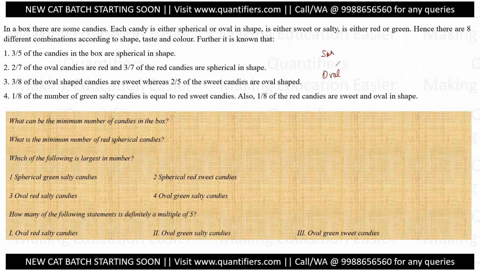All right, sweet or salty. Sweet, salty, red or green. So basically there are 8 varieties possible. Two options, two options, two options. There are 8 total options which are possible for a candy to be.